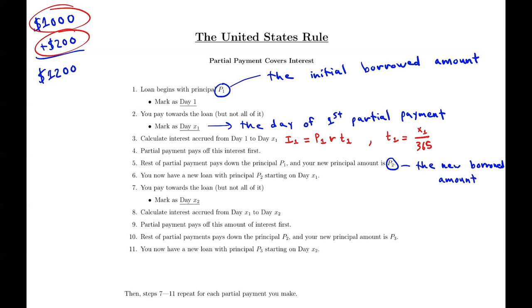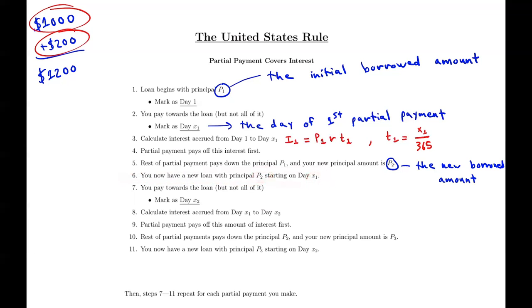Basically, at this point, you can just pretend that you took out a loan on this day with amount P2. And that's exactly what I say here in step 6: hey, you've got a new loan. This is basically a completely different loan, but the principal amount is P2, which is smaller than P1 because you've paid off part of it. And it just starts on a different day. Instead of starting on the first day, maybe it starts on the 50th day or whatever day it was, which is just day X1. And so right here at step 6, we're just restarting from scratch. And so you've got a loan with P2 on day X1.